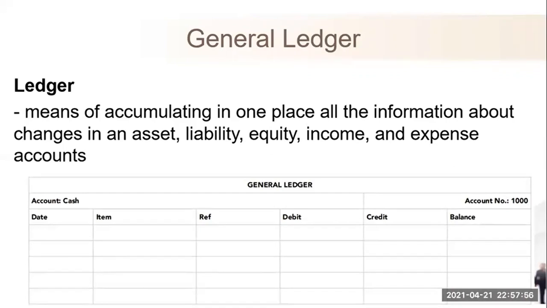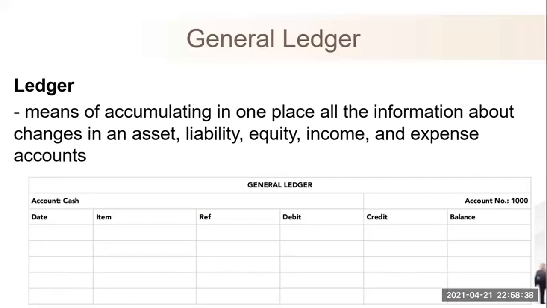Okay, so when we say ledger, means of accumulating in one place all information about changes in an asset, liability, equity, income, or expense account. And so for example, ledger for the cash, ledger for the accounts receivable, ledger for the inventory, ledger for the supplies. Kasi dapat ito yung magiging balance nito, ito yung magre-reflect doon sa financial position natin, financial performance natin, yan yung mga statement of financial natin. Dapat magre-reflect yun doon.